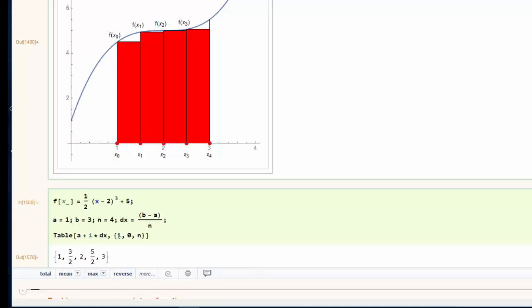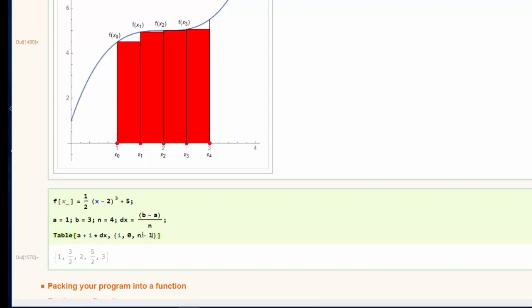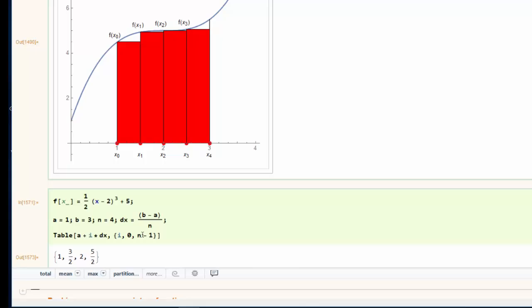Now if I want to calculate the areas, I need to evaluate the function at these endpoints. But I actually don't use that x sub 4 value. What I can see is in that last rectangle, the height is the f of x sub 3 times the base of delta x. So when I'm using the left sum technique, I don't actually use the far right endpoint, which means I can generate my values from i equals 0 to n minus 1. And once again, I can run that to really confirm that I have the points that I'd like to use.